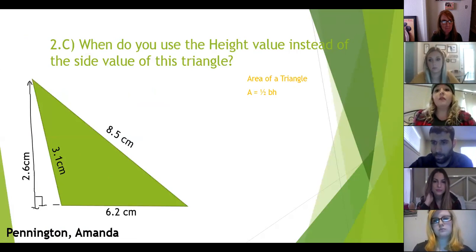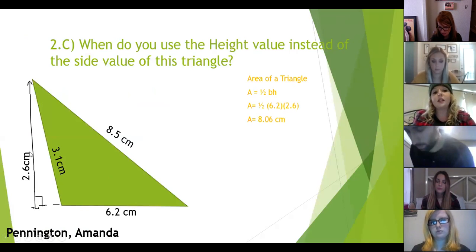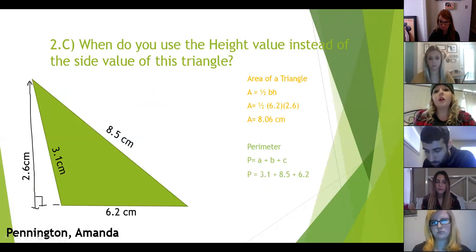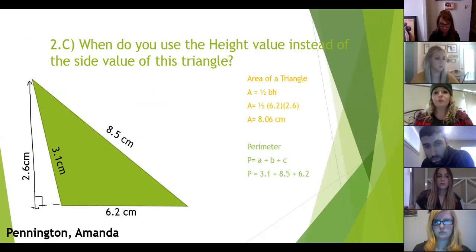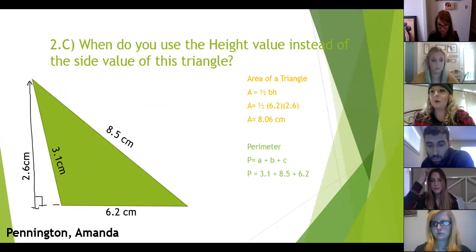So for the area of a triangle, you have to use the height portion, the 2.6, to figure out the area. But in the perimeter, you are going to use the side, the 3.1 centimeters, in the equation, and not the height, because you want the perimeter of that specific triangle. And so that's how you can tell the difference of when to use the height value and when to use the side value. I understand that now. Thank you. You're welcome.